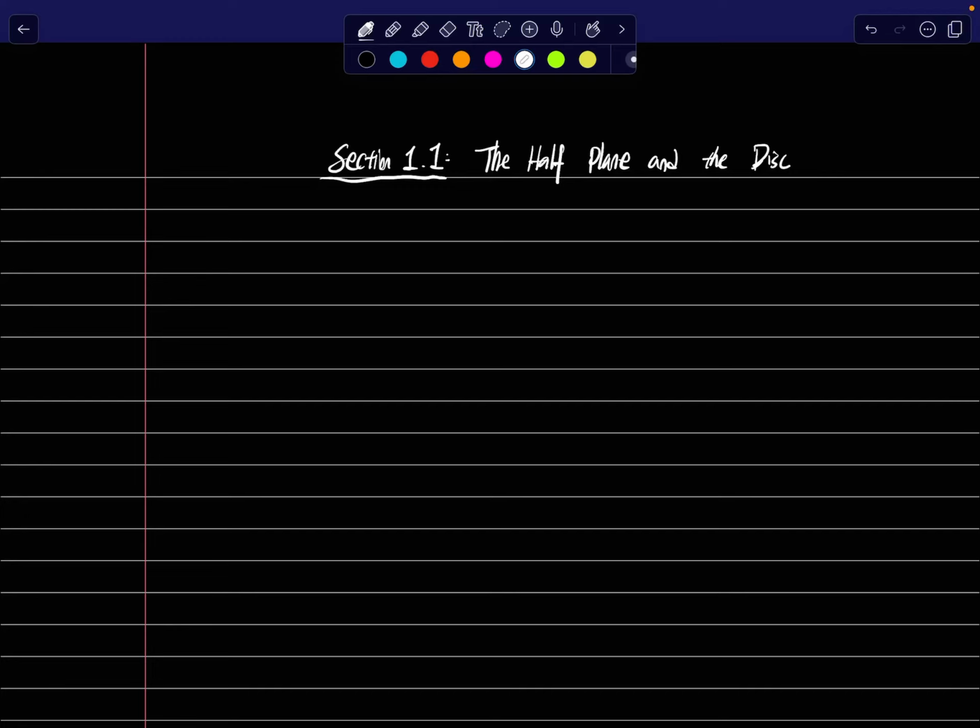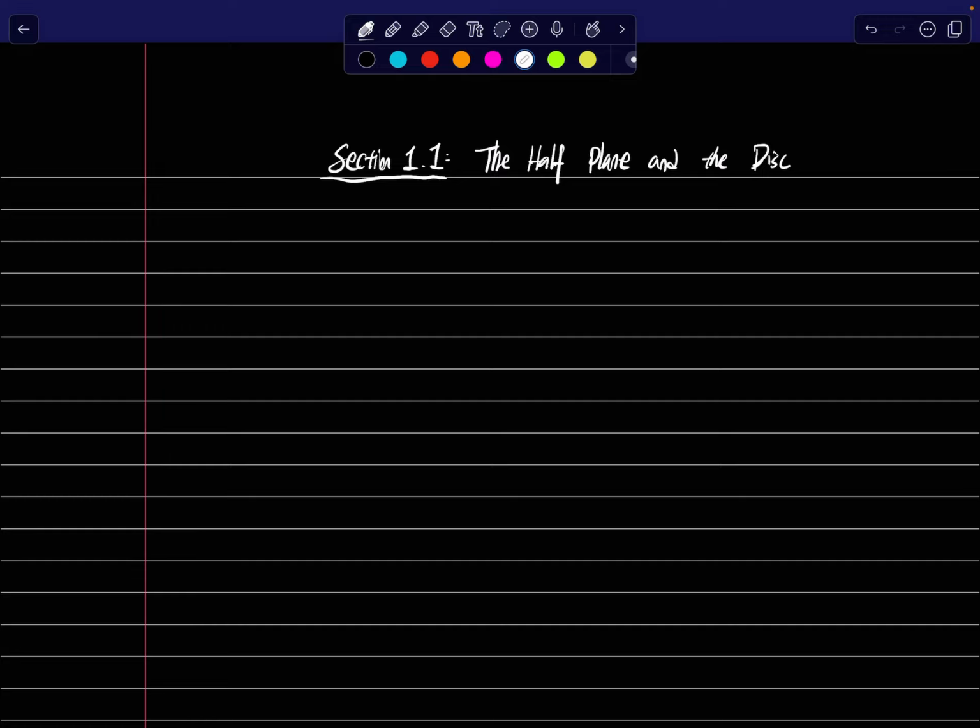Welcome to the first section of the harmonic measure. In this section, we're going to define the harmonic measure in the half plane, and we're going to extend our definition to the unit disk. So naturally, this section is divided into two parts. In the first part, we consider the half plane, and in the second part, we consider the unit disk.